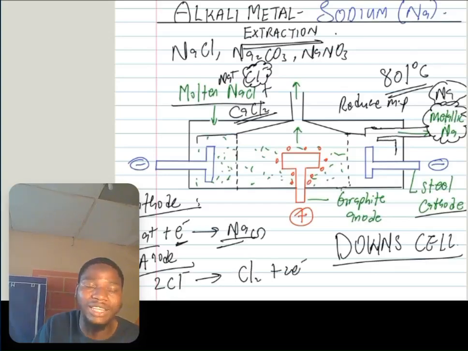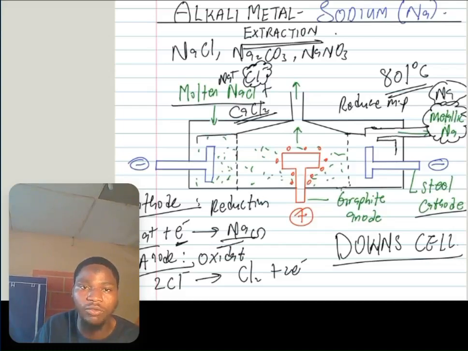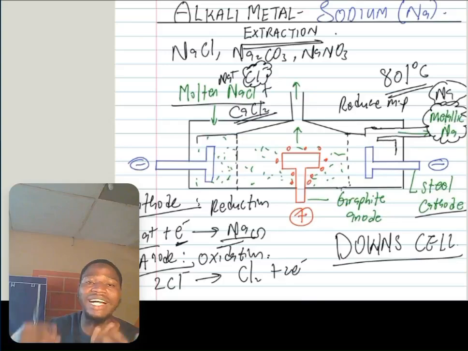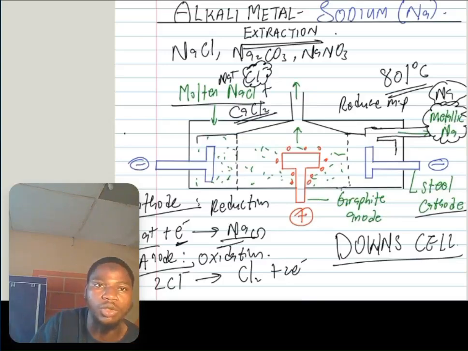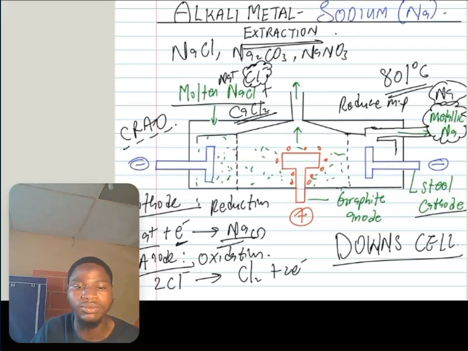Now, the reaction that takes place at this cathode here is called reduction. This is a reduction reaction, and the reaction that takes place at the anode is oxidation. Guys, don't forget something. The reaction that takes place at the cathode is reduction. Anode is oxidation. You can remember with this shortcut, CRAO. Cathode reduction, anode oxidation. And guys, that is it.